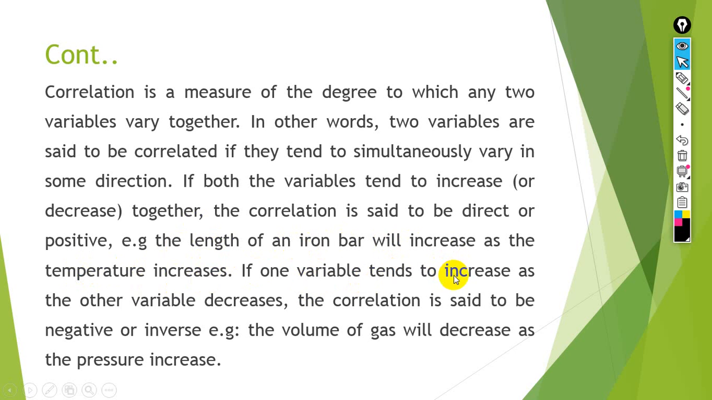If one variable tends to increase as the other variable decreases, the correlation is said to be negative or inverse. The volume of gas will decrease as the pressure increases. So look at this correlation. We can say this also shows a relationship between variables. But what is the difference between regression and correlation? Look at this.